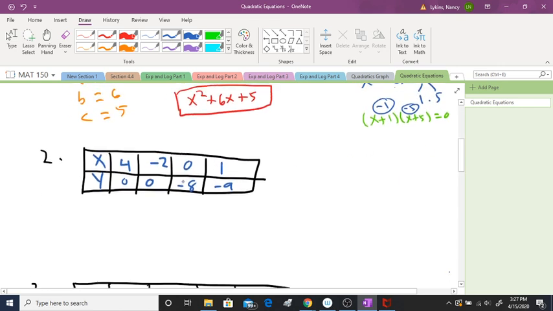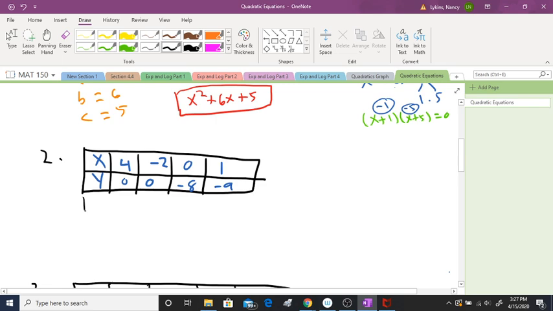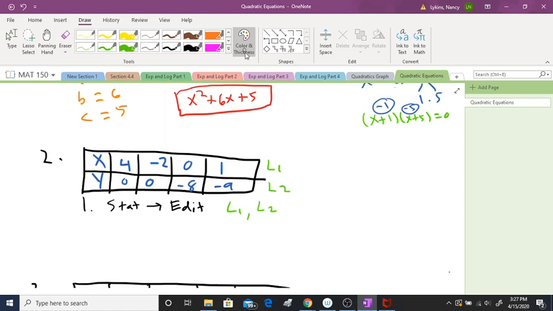Suppose I give you a table like this. So what I'm going to do, some of us are going ahead and start doing those steps, but I'm going to rewrite these steps again. Stat, edit, we're going to put our L1 values, L2. Like I said, L1 are x values, L2 are y values.